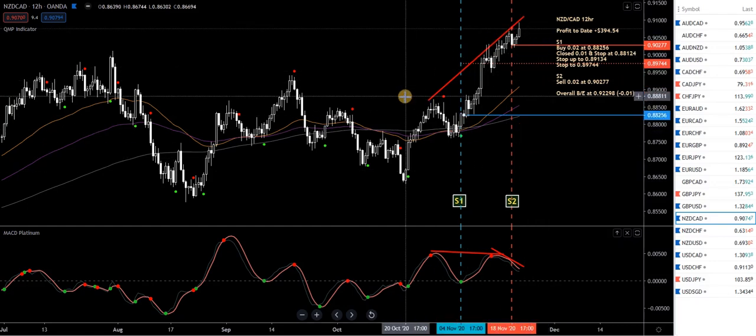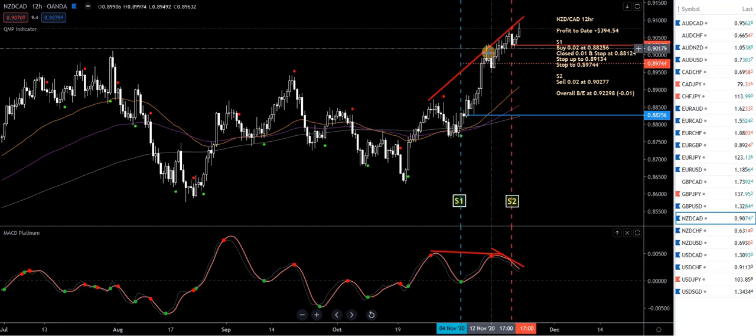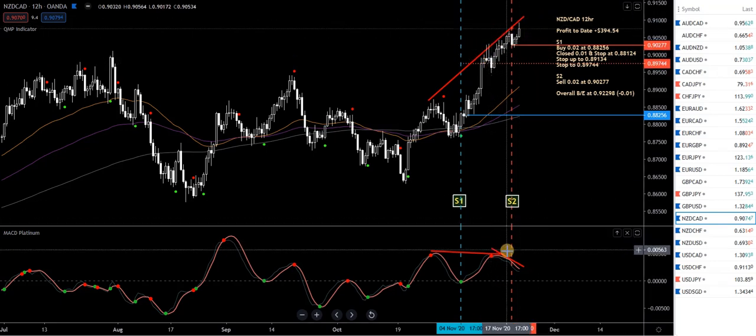So as you can see, price is heading up, even this little bit here, price is heading up. MACD Platinum, price is still heading down, big divergence.